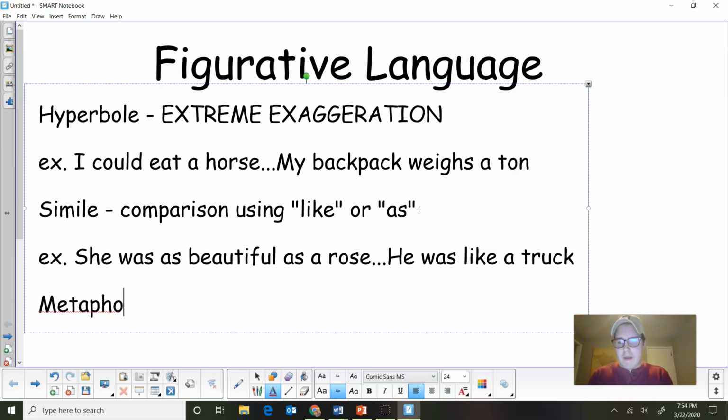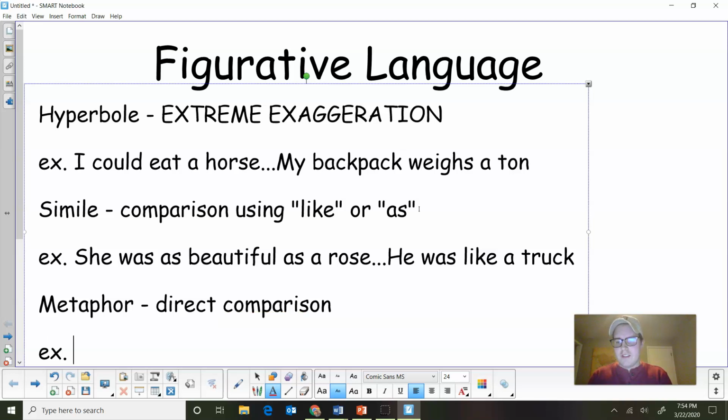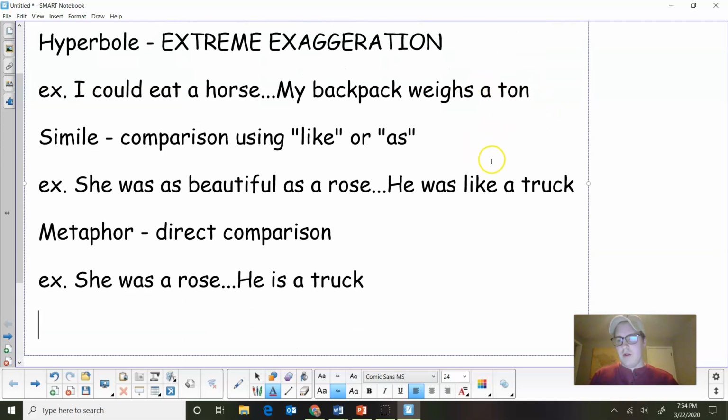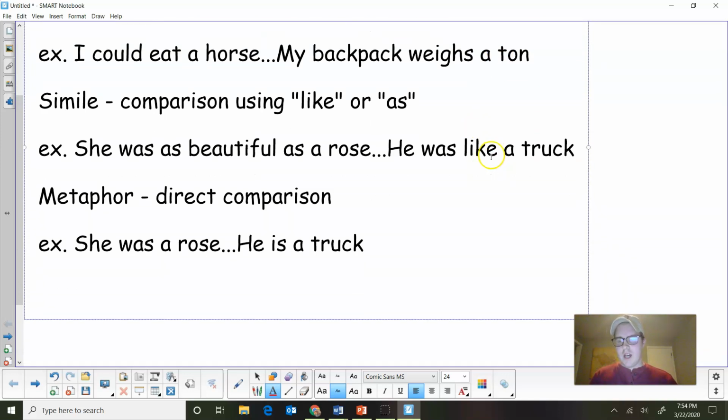Next, metaphor. A metaphor is a direct comparison, boys and girls. A direct comparison. I'm going to use the same exact simile examples, but I'm going to drop the words as and like. She was a rose. Not literally. She's not actually a flower. Figuratively, right? She's beautiful. He was, or he is, a truck. All right? He's tough, powerful, strong. Okay, let's move on. We've got hyperbole, we've got simile, we've got metaphor.